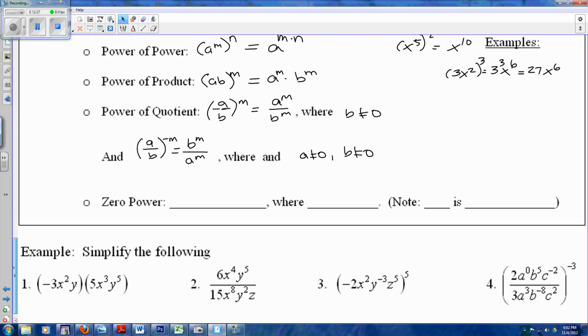And then the last one is the 0 power. When we raise something to the 0, a to the 0 equals 1. There's only one exception: that doesn't work when a equals 0. So when a is not equal to 0. Note that 0 to the 0 power is undefined. You try that in your calculator, it says error. We can't do that.